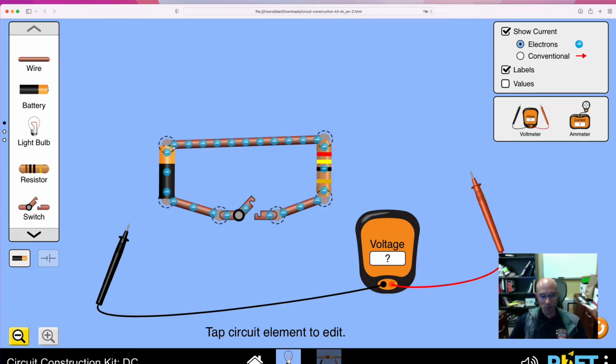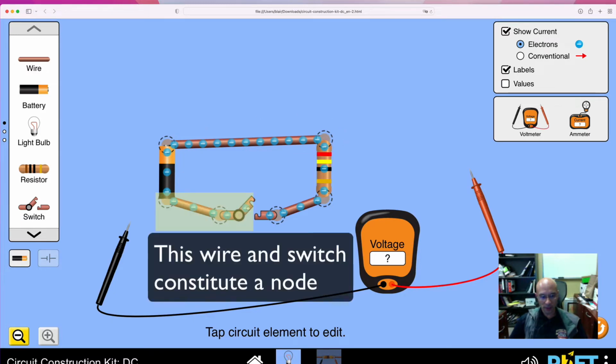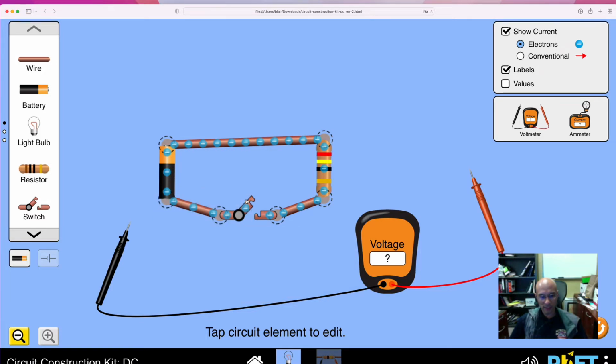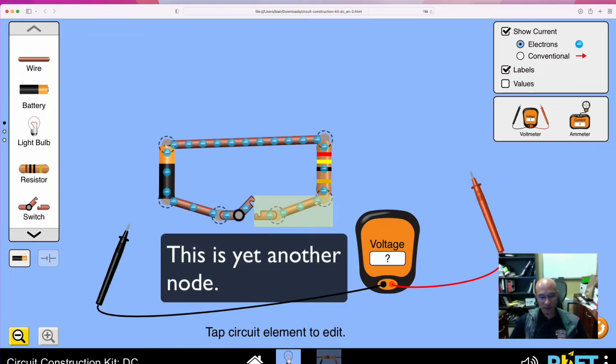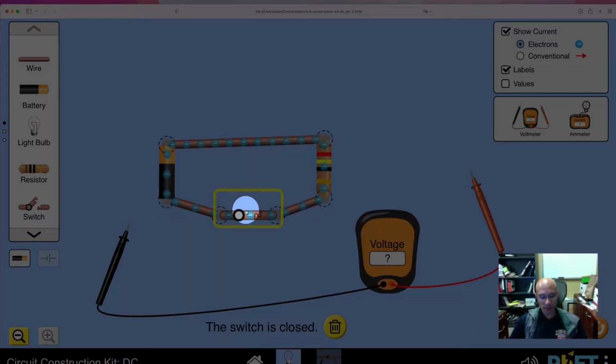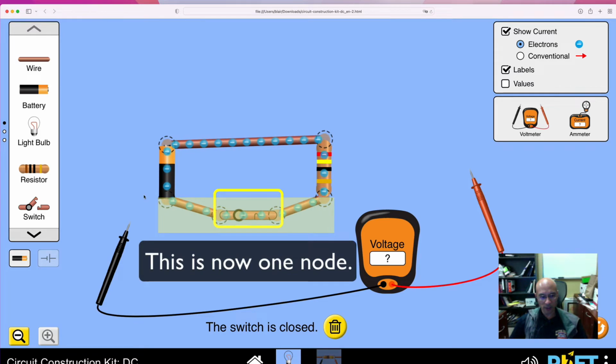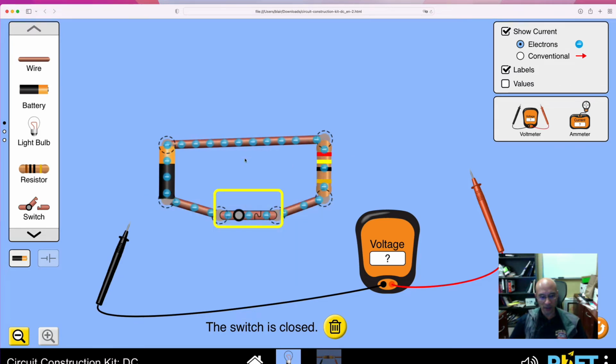So we have one node here, it's an electrical connection. We also have two more nodes here. This wire and this switch constitute one node. They're connected to the bottom terminal of this battery, the negative terminal. Because that connection is broken and distinct from this connection, we can call them two separate nodes. But once we close the switch, they become one node. So we have two unique nodes in the circuit, top and bottom.